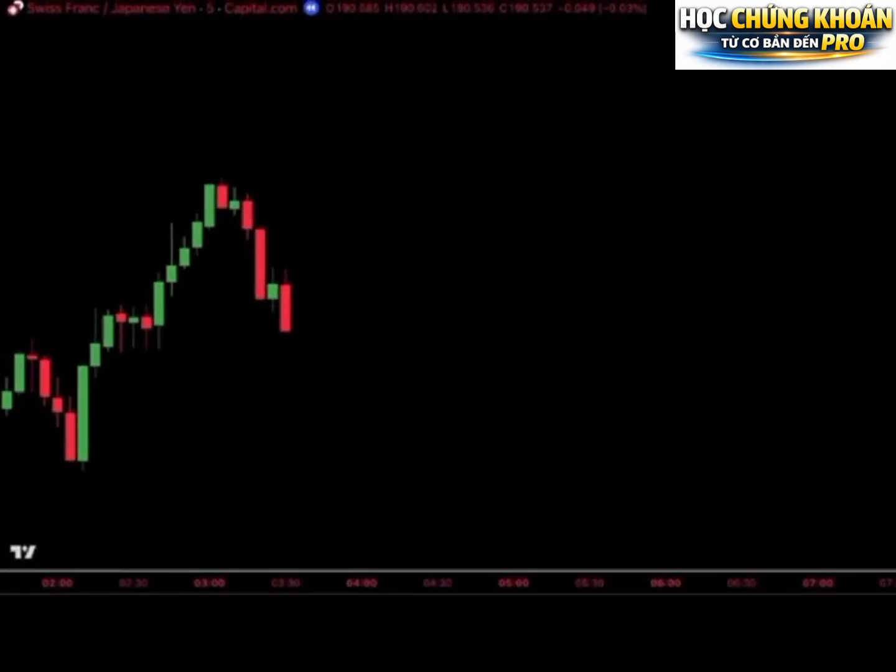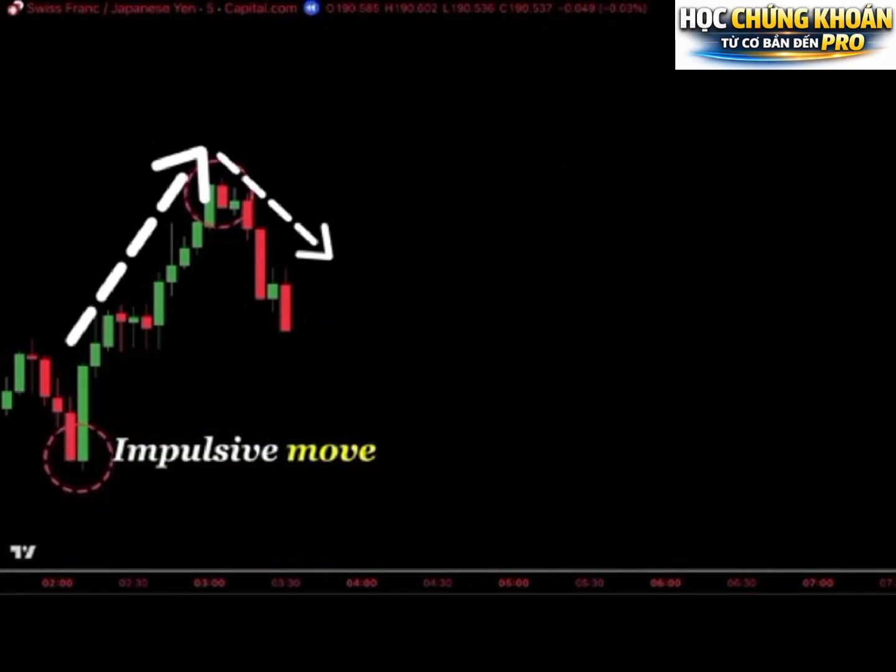Let's look at this chart example. As you can see, the market moves upward and then starts to reverse. This first movement to the upside is what we call the impulsive move, where buyers are pushing the price higher. After that, the market starts to move down, which is simply a retracement caused by profit taking, not a reversal.